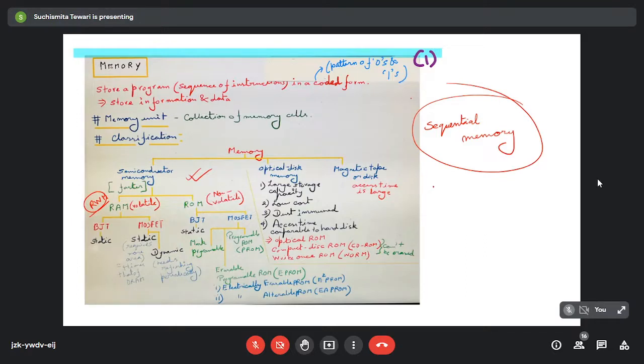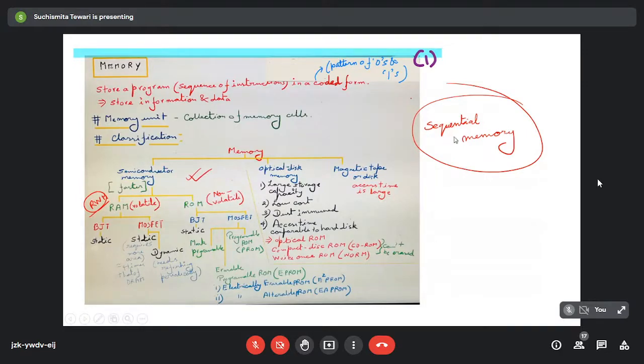The data you stored in a particular memory location first, you require minimum time to access that particular data. And in this type of memory, obviously the access time is variable and large. So this type of memory is not preferable where you randomly need to read and write data, or where you need to access this memory frequently.